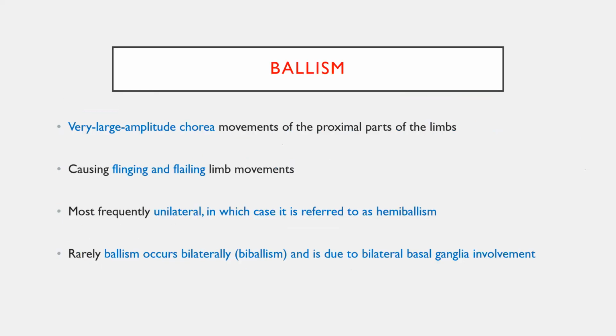Next, come to ballism. It is also chorea that involves the proximal parts of the limb, which results in large amplitude movement. Patient will have flinging, flailing, and sometimes kicking movements also. Most often we see it unilaterally; this is called hemiballism. Sometimes bilateral upper limbs or bilateral lower limbs may also be involved; that is called biballism. Most often we see a basal ganglia lesion.